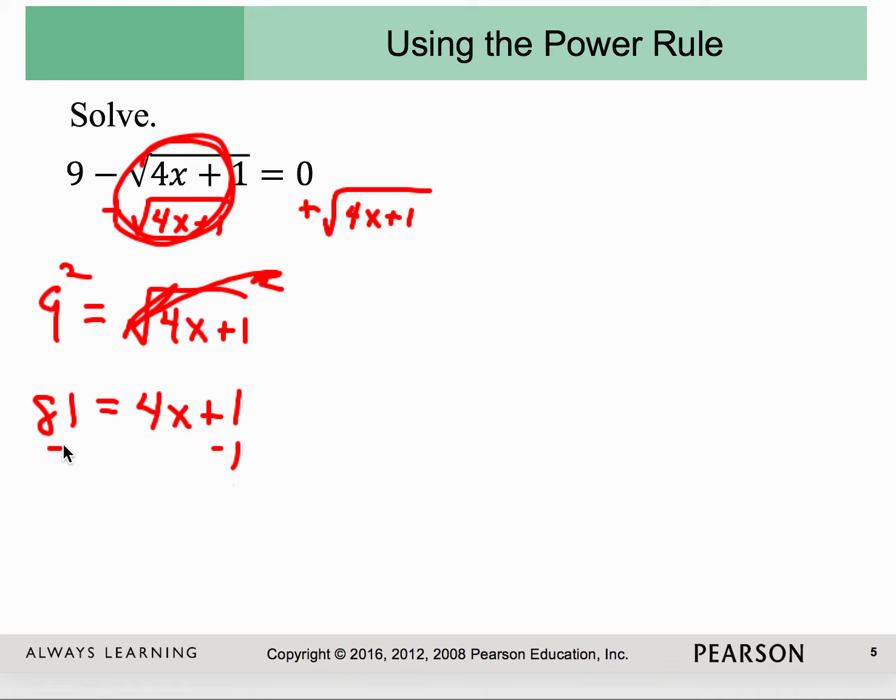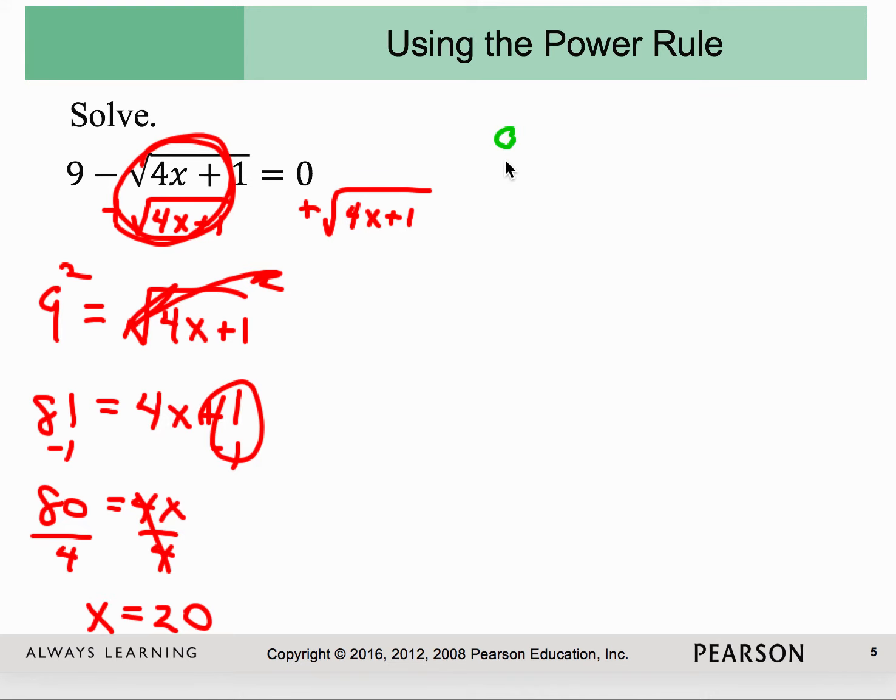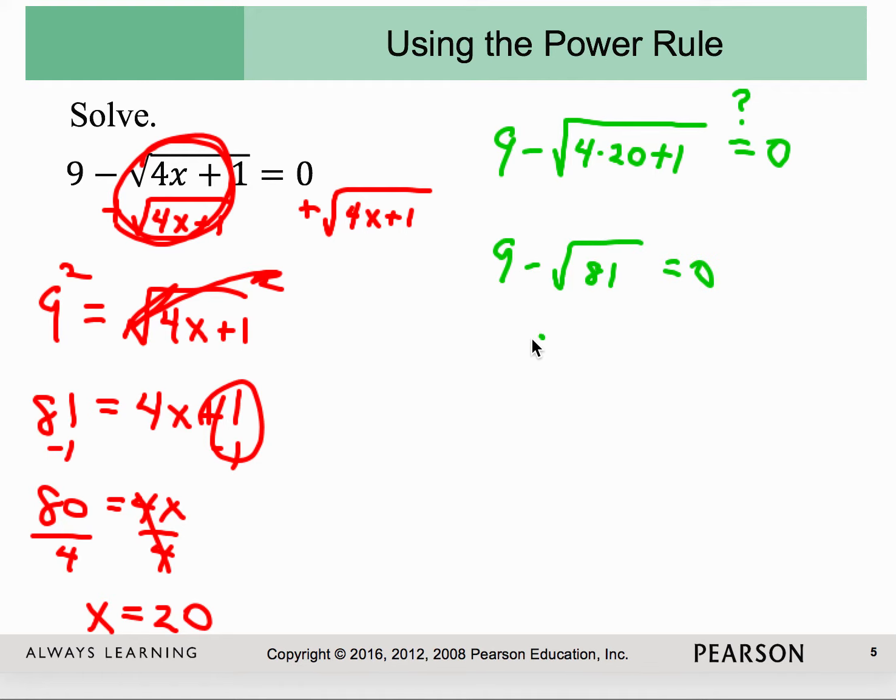Let's just keep solving this thing for x. So 80 equals 4x. So x equals 20. But don't forget, let's check it. In the original equation, 9 minus the square root of 4 times 20 plus 1 equals 0 is what I'm checking for. So it's 9 minus the square root of 81 equals 0. Yes, 9 minus 9 equals 0. Now I can box it.